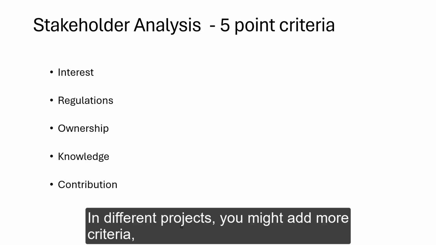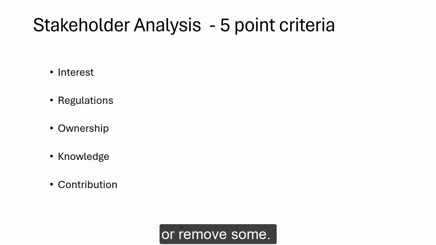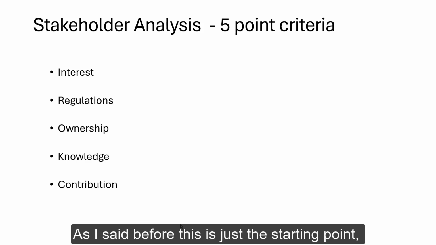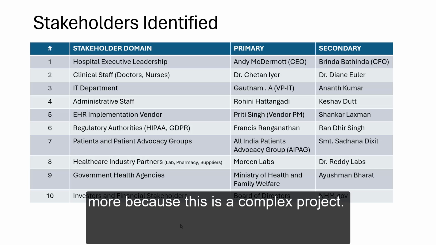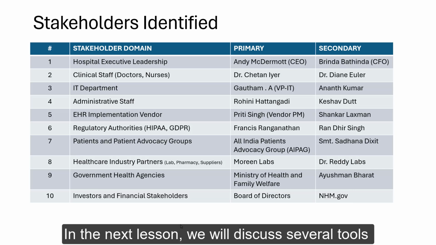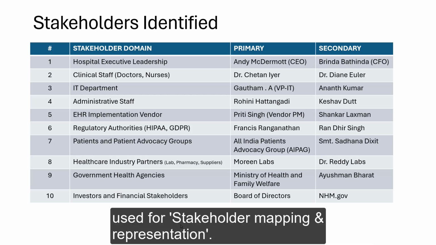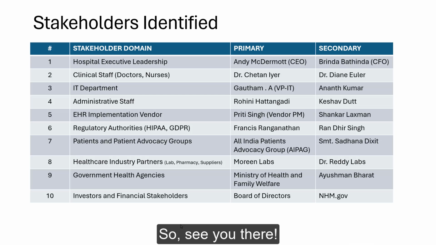In different projects, you might add more criteria or remove some depending on the domain of your project. As I said before, this is just the starting point, and we need to analyze our stakeholders even more because this is a complex project. In the next lesson, we will discuss several tools used for stakeholder mapping and representation. So I'll see you there.